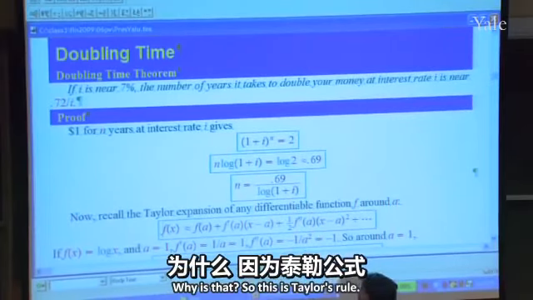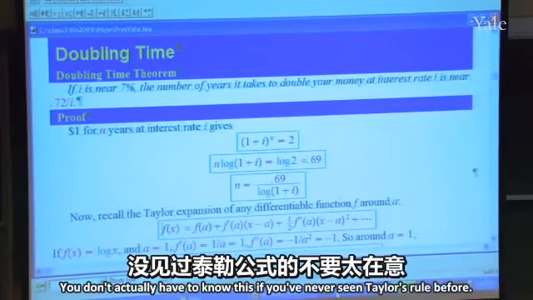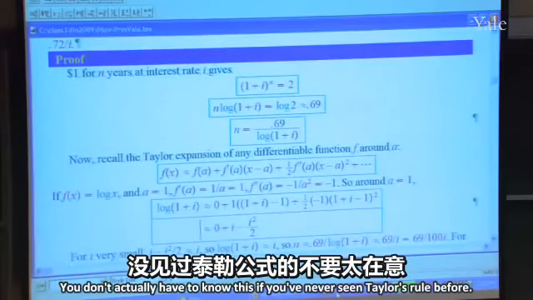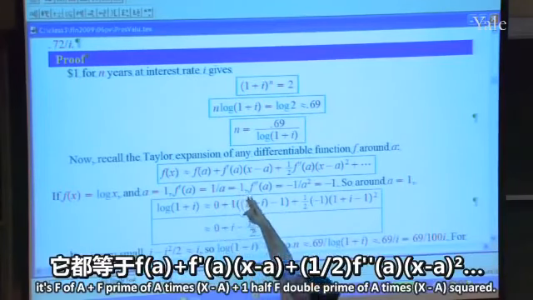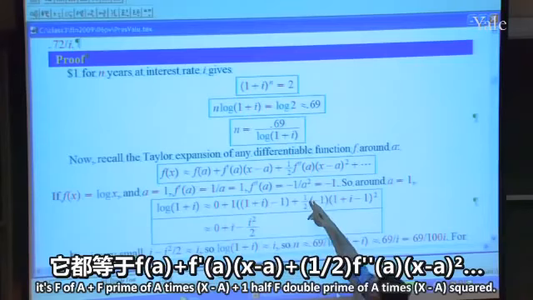Why is that? So this is Taylor's rule. You don't actually have to know this if you've never seen Taylor's rule before. But an approximation for any function f of x is f of a plus f prime of a times (x minus a) plus 1/2 f double prime of a times (x minus a) squared.